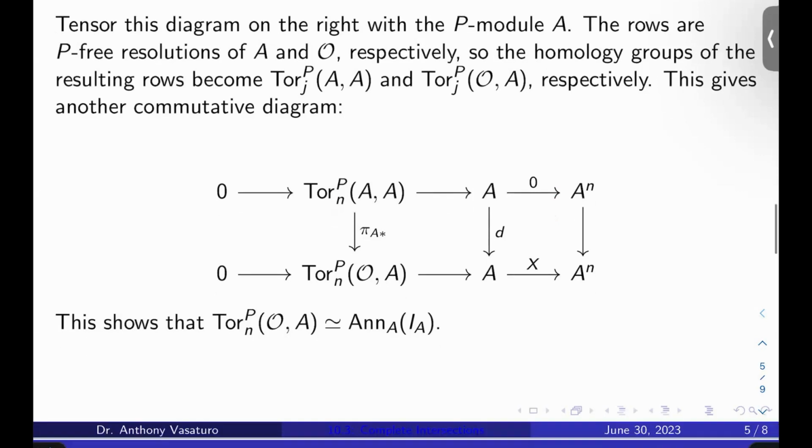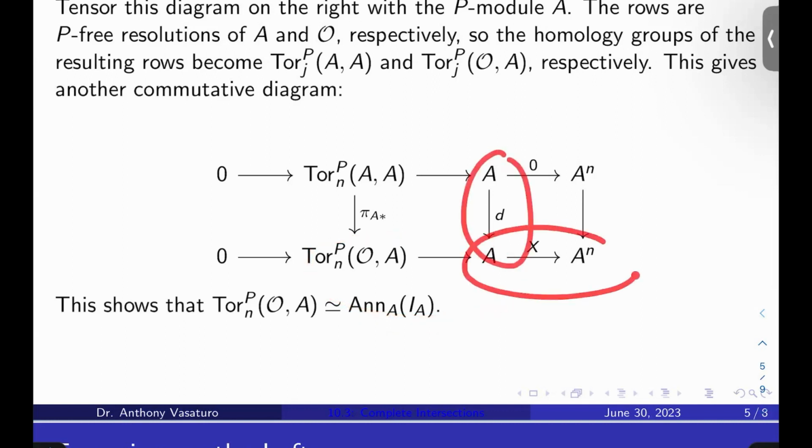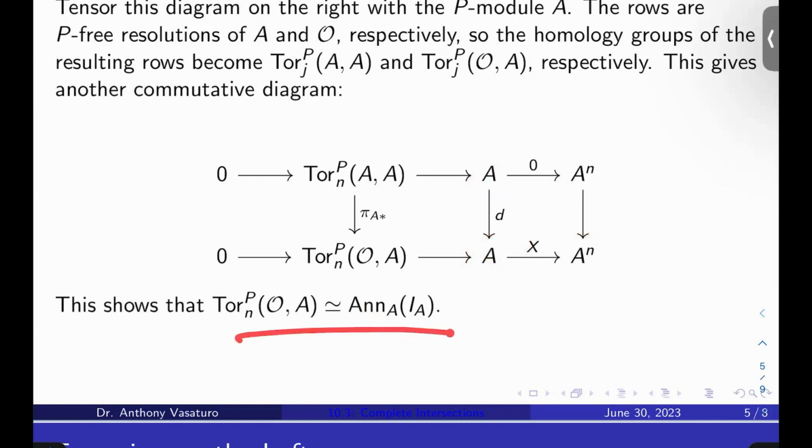And so what does this tell you? This tells you that this guy here, Tor_n^P(O, A), is nothing but the A annihilator of I_A, okay? Because here we're looking at the image of D. Here is the X map. So this has to be the stuff in A that dies to X inside (f1, ..., fn). But if you look at the A annihilator of I_A, that's exactly what that is. Okay, so it's the injectivity of this map plus the fact that this map is D plus the fact that this map is X. Okay, so we have this isomorphism here.